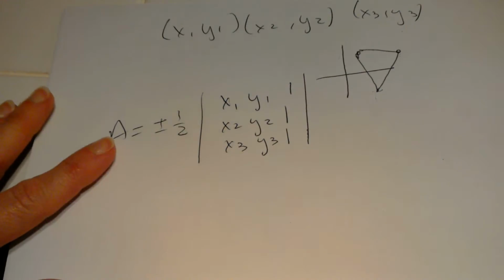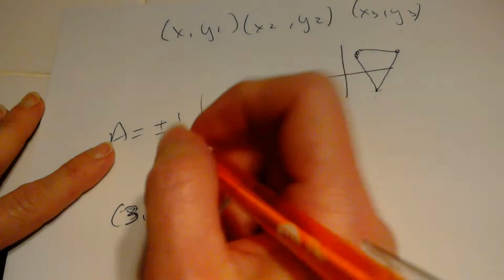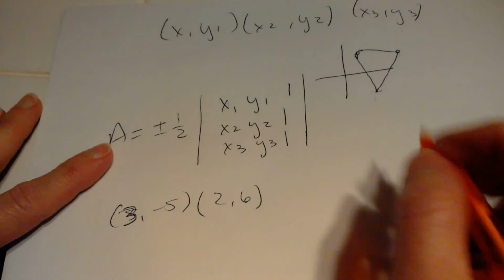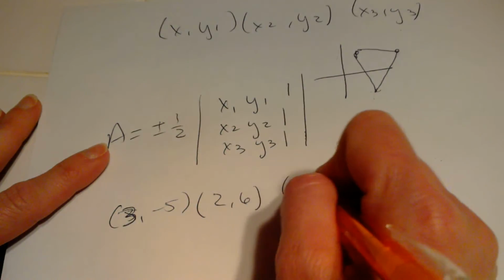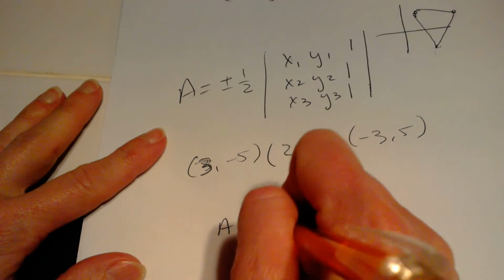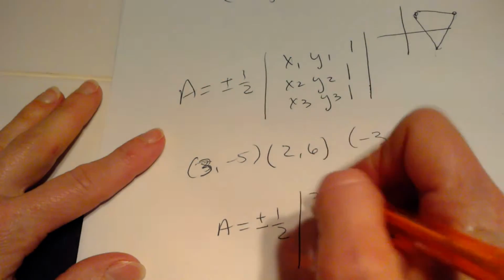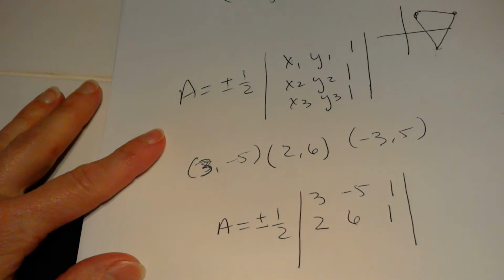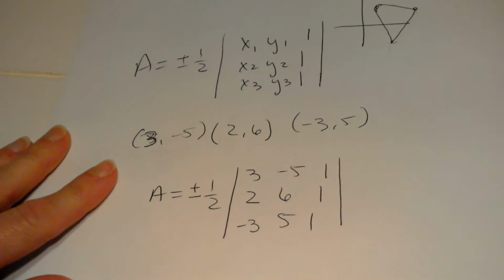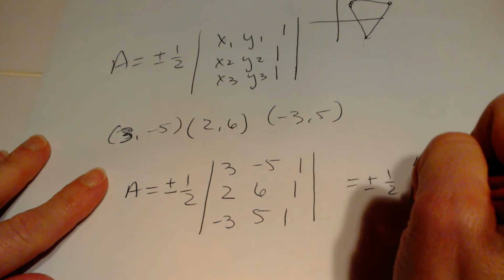So say I have 3 points. I've got 3, negative 5. I've got a 2, 6. And I've got negative 3, 5. Okay, so my area for this is going to be plus or minus 1/2. I'm going to say 3, negative 5, 1. We always put 1s in that last column. 2, 6, 1. So put our x's in one column, got our y column, and then 1s. And now we're just going to find our determinant. So we've got plus or minus 1/2. I'm going to put a big bracket here.